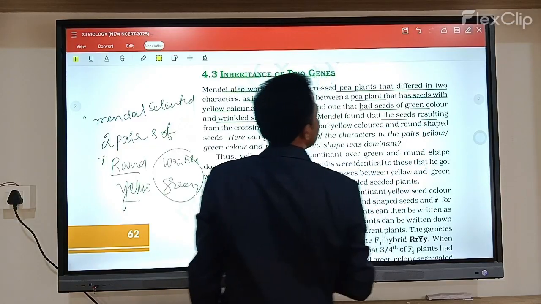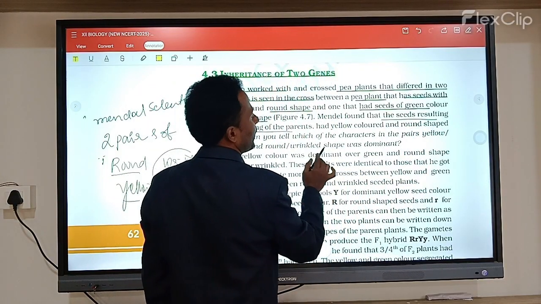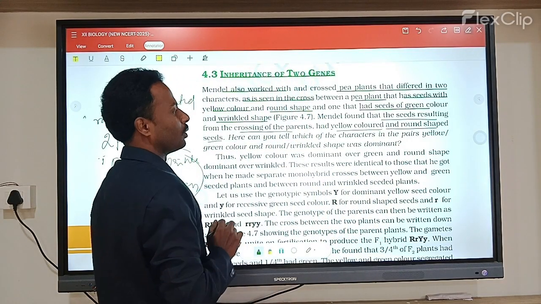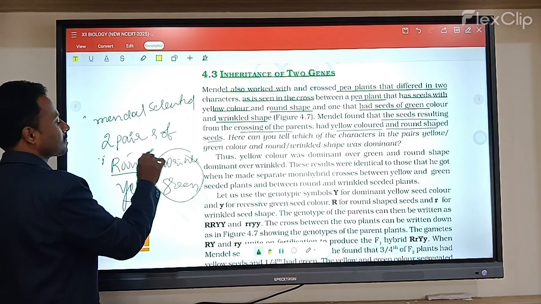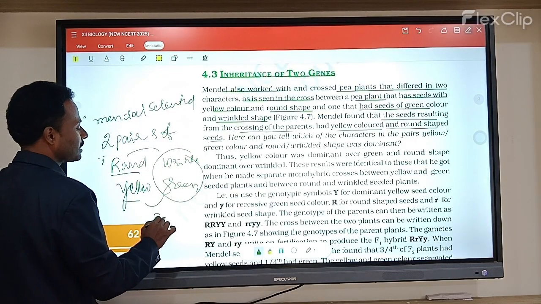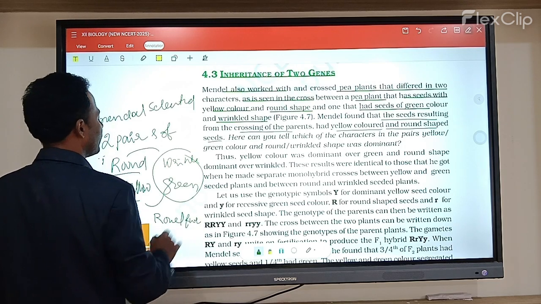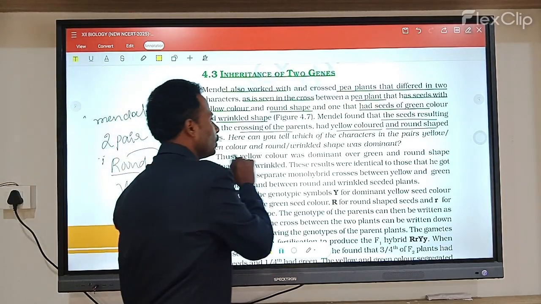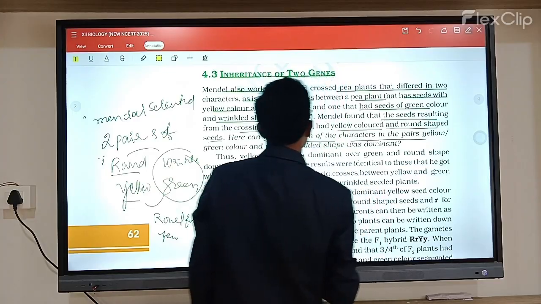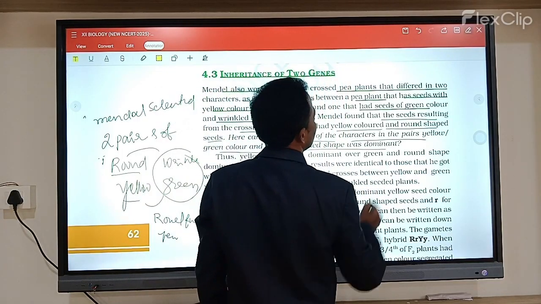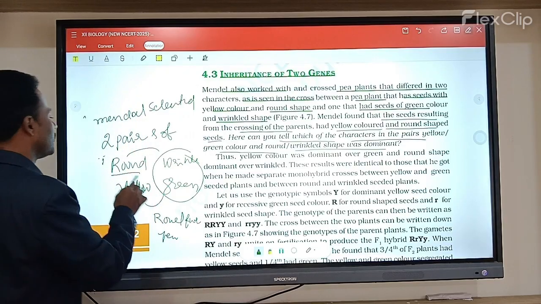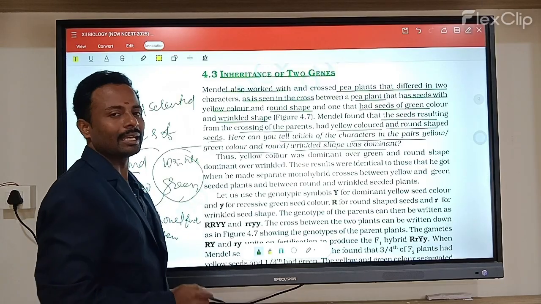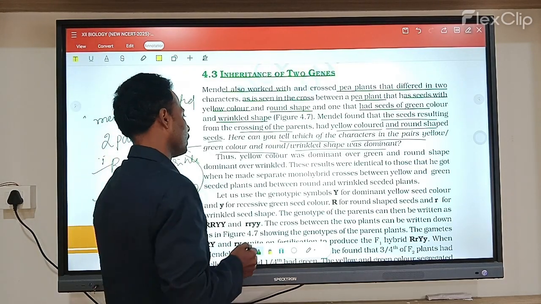Mendel found that the seeds resulting from crossing the parents were yellow colored and round. So first he crossed these characters, and he got round as well as wrinkled, and yellow and green seeds. You can tell which of the character pairs, yellow and green color, round and wrinkled shape, was dominant. So already we know that round is dominant, yellow is dominant, and wrinkled and green are recessive.